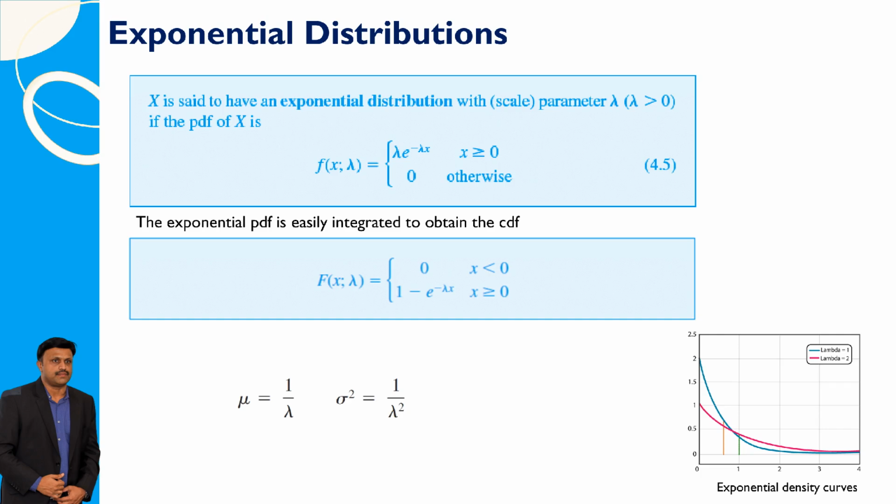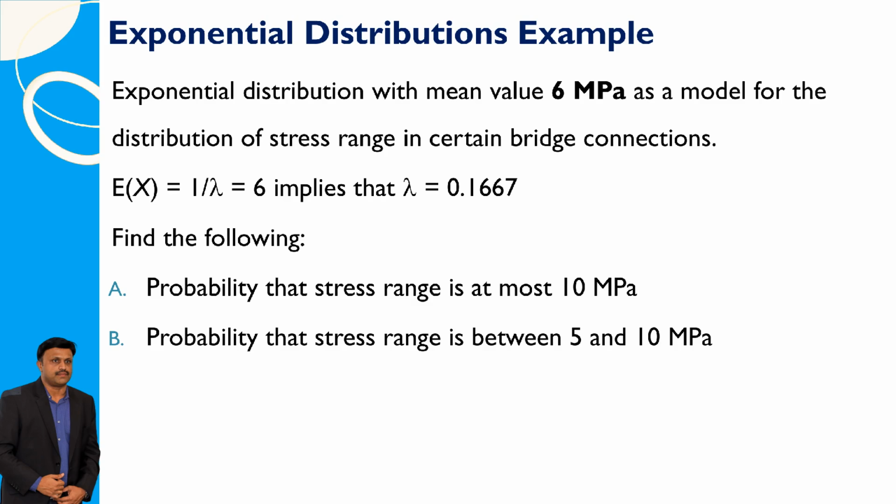An exponential distribution is a continuous probability distribution often used to model the time between events in a Poisson process. It is characterized by its rate parameter, lambda, which is the average number of events occurring in a unit time interval. In an example involving exponential distributions, consider a model where the stress range in certain bridge connections follows an exponential distribution with a mean value of 6 megapascals. Given that the mean value x equals 1 divided by lambda equals 6, it follows that lambda equals 0.1667.